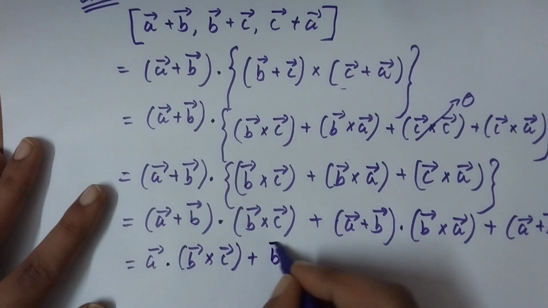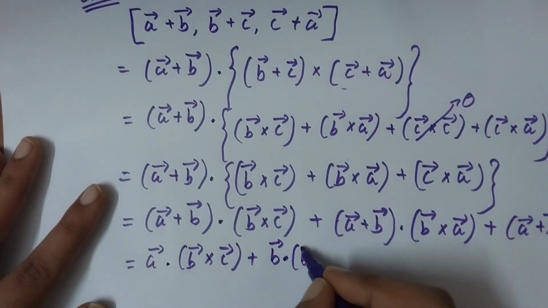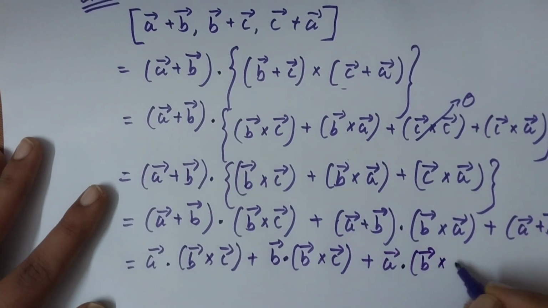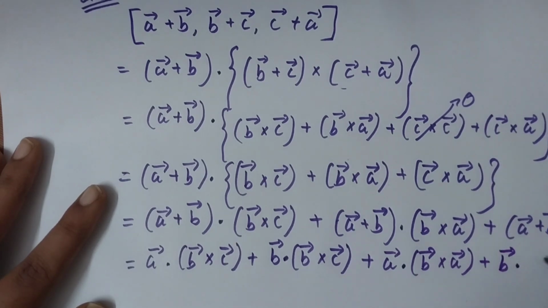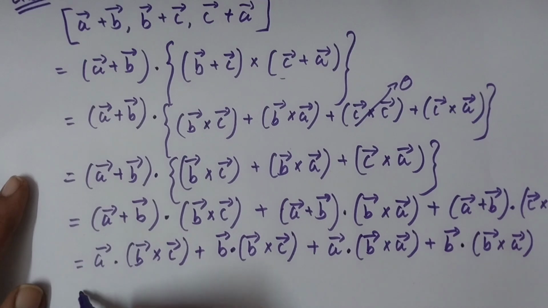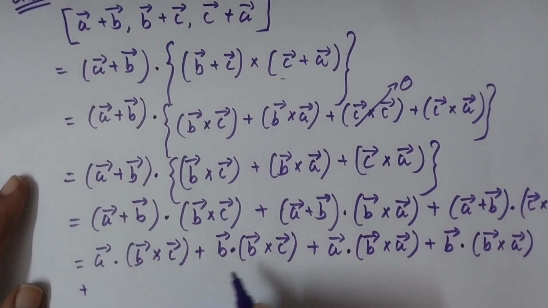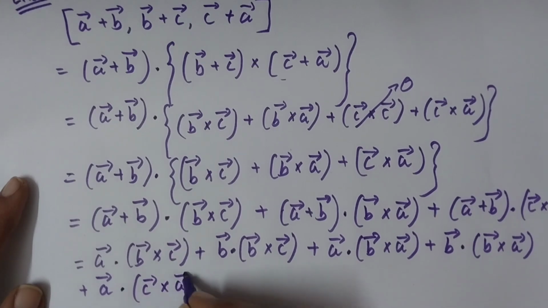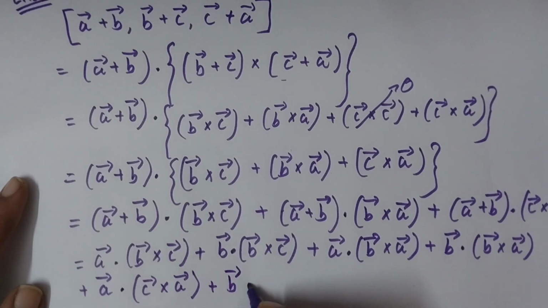plus vector B dot vector B cross C plus vector A dot vector B cross A plus vector B dot vector B cross A plus vector A dot C cross A plus vector B dot C cross A.